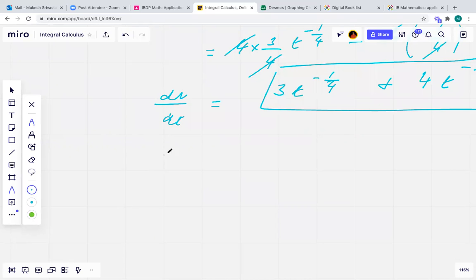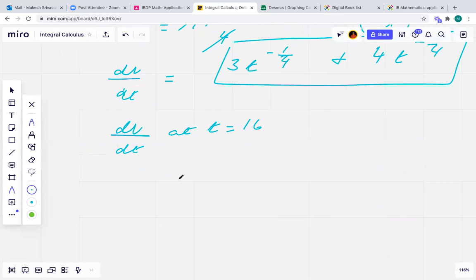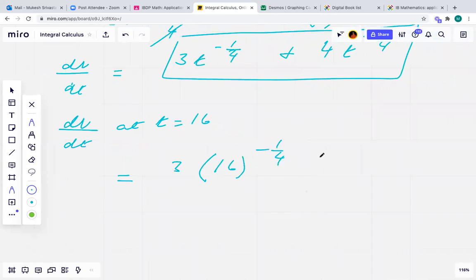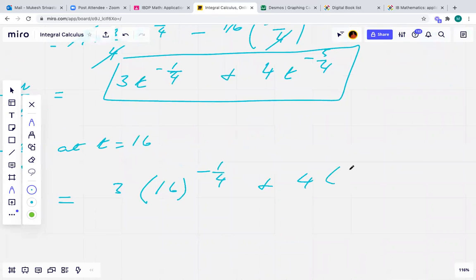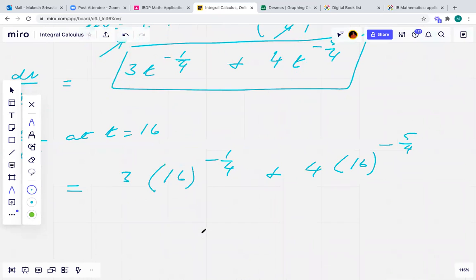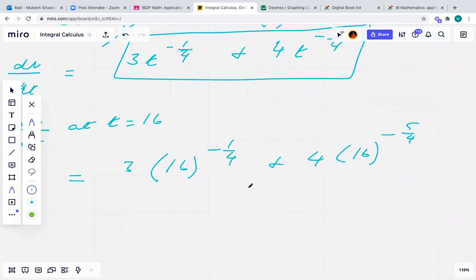Then at t equal to 16, so that's equal to 3 into 16 raised to minus 1 upon 4 plus 4 into 16 to the power minus 5. So basically 3 divided by 16 to the power 1 upon 4.